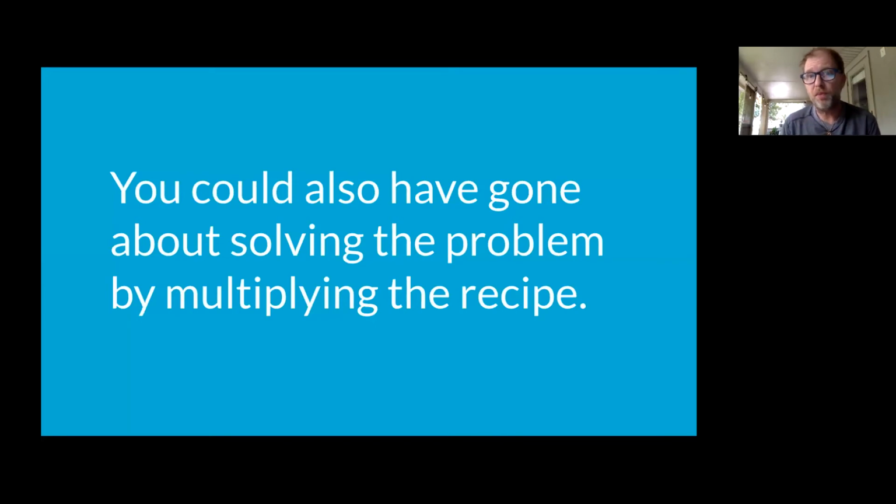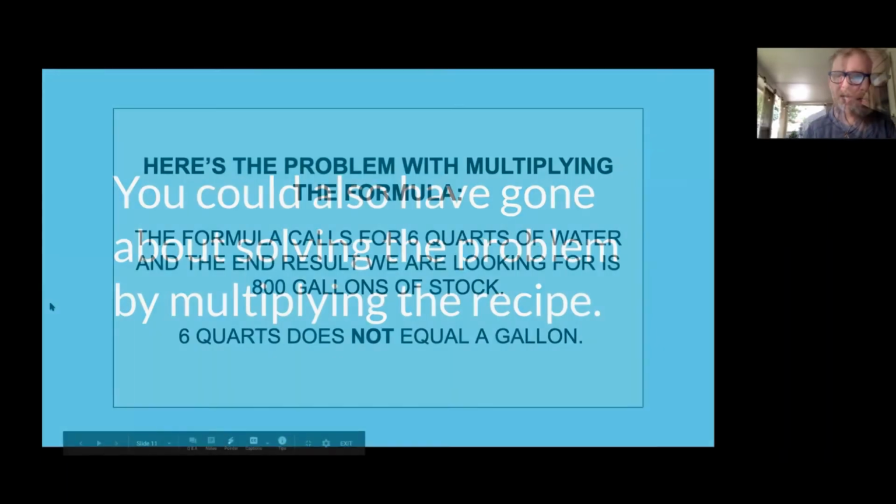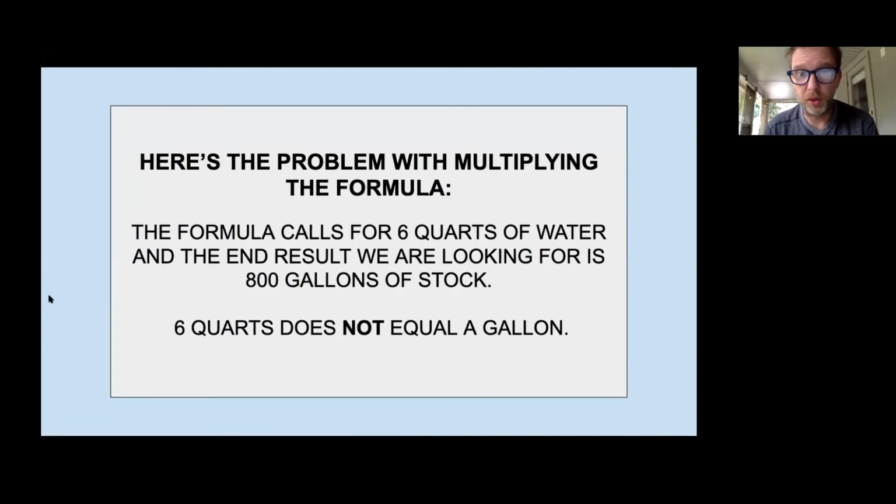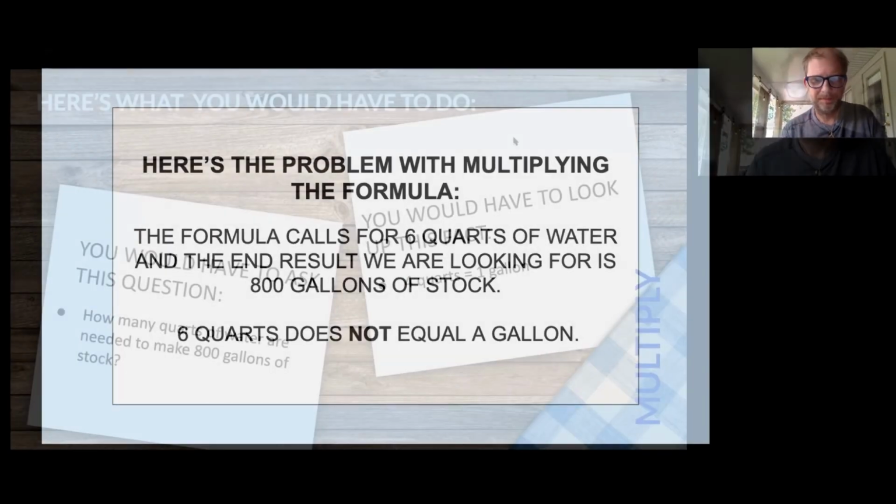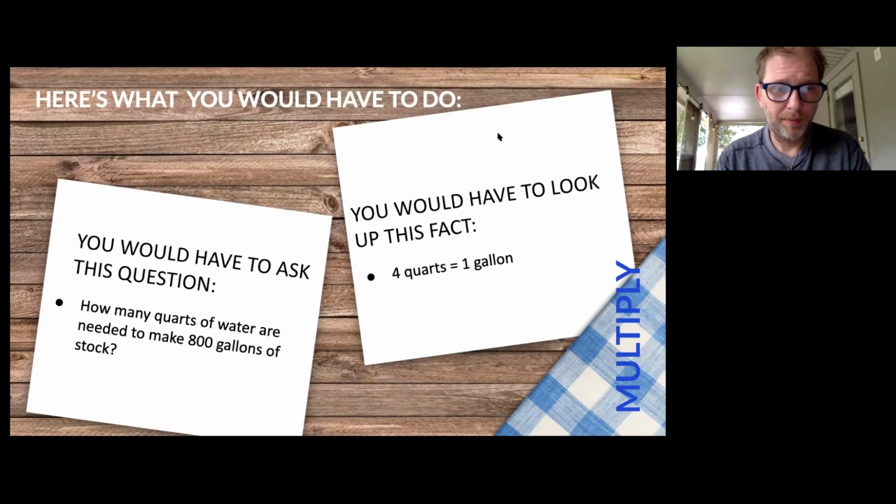You could have just multiplied, and I know that some of you did because of the number that you got. So here is, if you want to multiply it, here's the problem. The formula calls for 6 quarts of water, and the end result we're looking for is 800 gallons of stock. Obviously, quarts and gallons aren't the same thing. We're going to have to make some changes. If you're going to multiply this baby, you're going to have to figure out how many quarts of water are needed to make 800 gallons of stock.